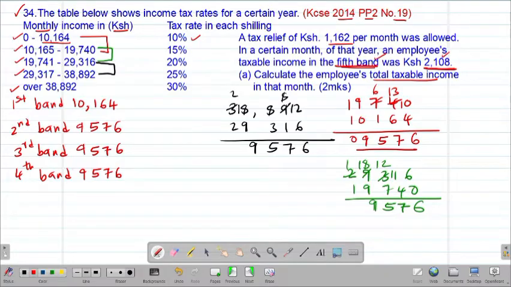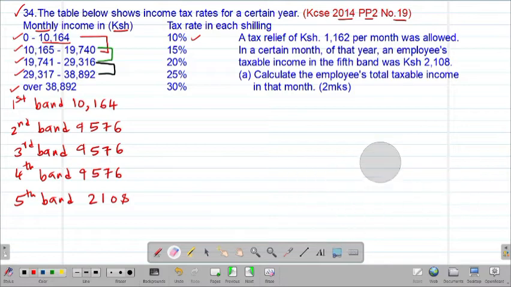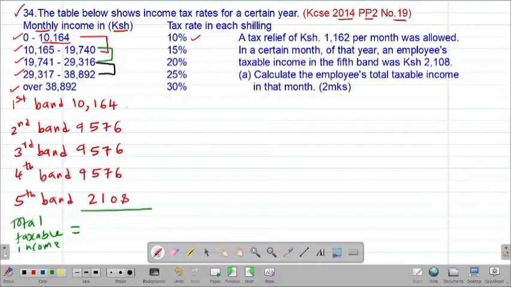fifth band to be 2,108. Therefore, in the fifth band, we are told that the taxable income was 2,108. Therefore, the question needs us to find the total taxable income in that particular month. Therefore, to get the total taxable income, I'm going to say that the total taxable income will be given by, we are going to add all the taxable income for the individual bands.